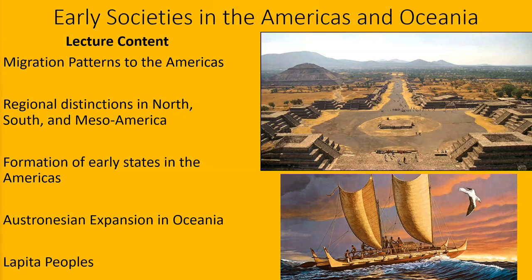But the last two parts of the world of human migration are the Americas and Oceania. So this lecture will talk about the migration patterns to the Americas. We'll start there, follow that up with a little bit of how the distinct regions of the Americas shaped out over time, and look at early states in the Americas, early societies and civilizations. Then we'll switch to Oceania and look at how people migrated through Oceania, and then ultimately focus on the distinct group of the Lapita peoples that emerged throughout Near Oceania, if you will.